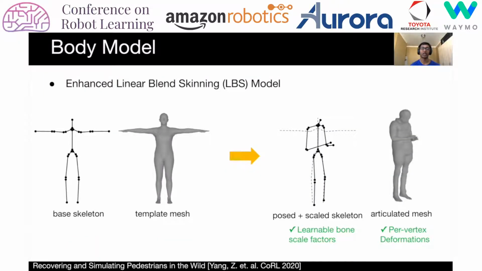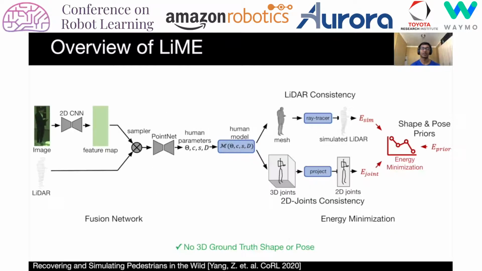Essential to our method working with a single template mesh is our use of an enhanced linear blend skinning model to represent our shape prior. While past work used learned simple body model parameters, we instead enhanced the LBS template mesh with learnable bone scale factors and per vertex deformations to capture the full range of poses and appearance.